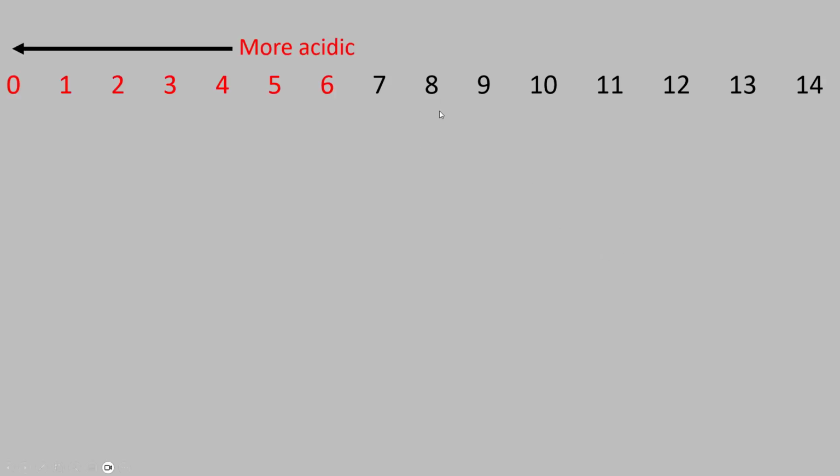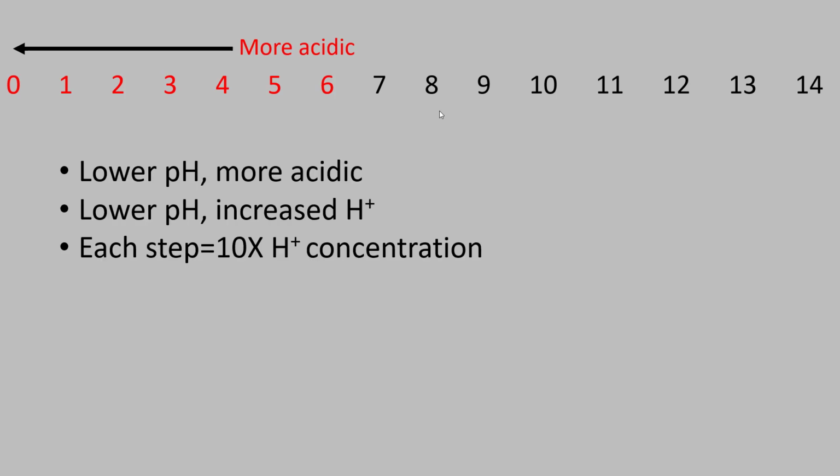Now, when we look at the pH scale, anything below 7 is considered an acid. The lower we go, the more acidic we get. But if it is below 7, even if it is 6.9999999, it is an acid. The lower the pH, the more acidic we get. The lower the pH, the more H plus concentration we have.